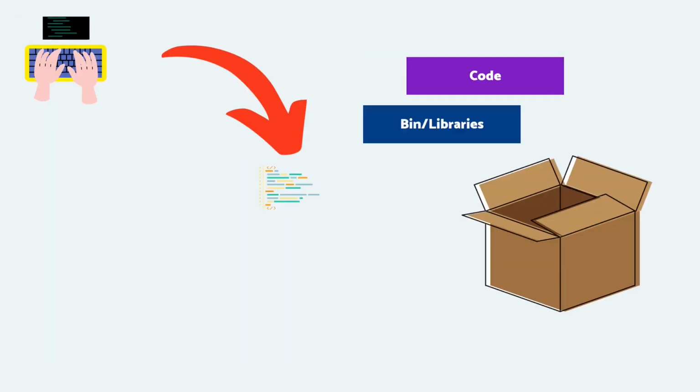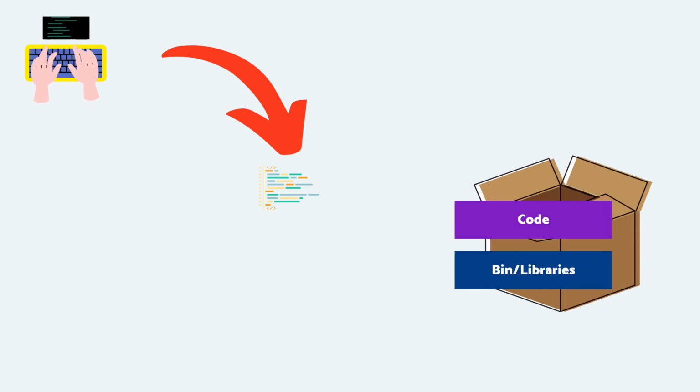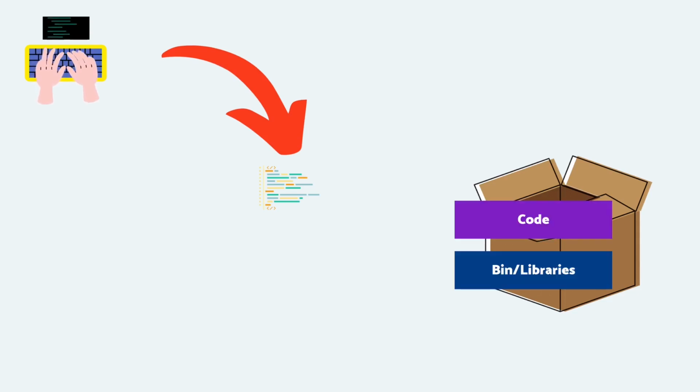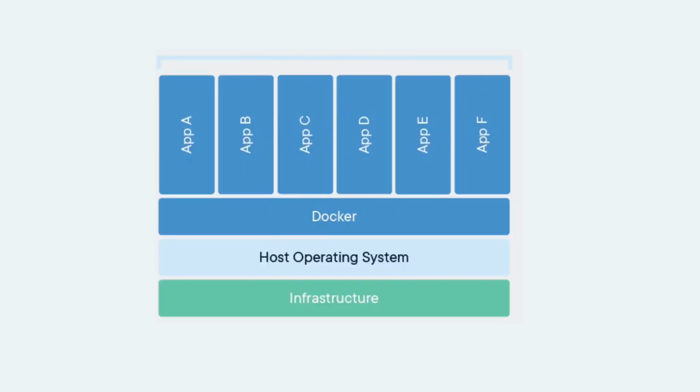This problem is solved by containers, where you package your binaries and libraries, including your code, in some sort of a container application, which is run on top of a containerization platform. So this container actually contains your code and binary libraries that you package in the form of a container, which you can run on top of any containerization platform, for example, Docker.